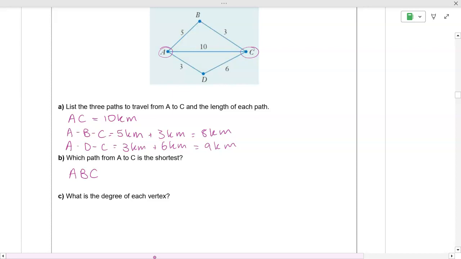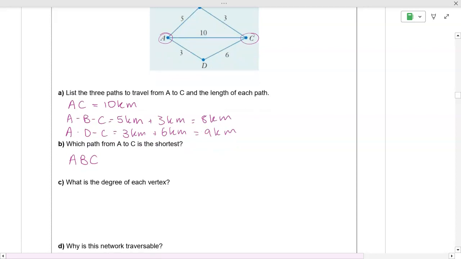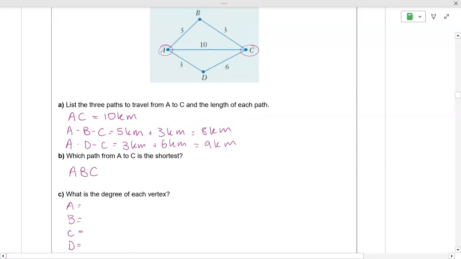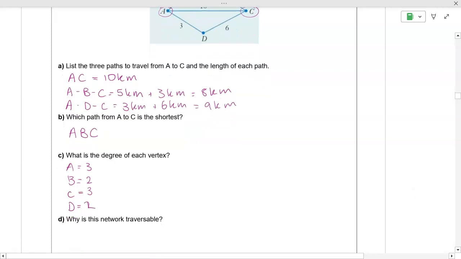What is the degree of each vertex? So remember, the degree means how many lines come from that vertex. So if we list all of the vertices, we've got A, B, C, and D. So how many lines come from node or vertex A? You've got 3. How many come from B is 2, from C is 3, and from D is 2 as well.